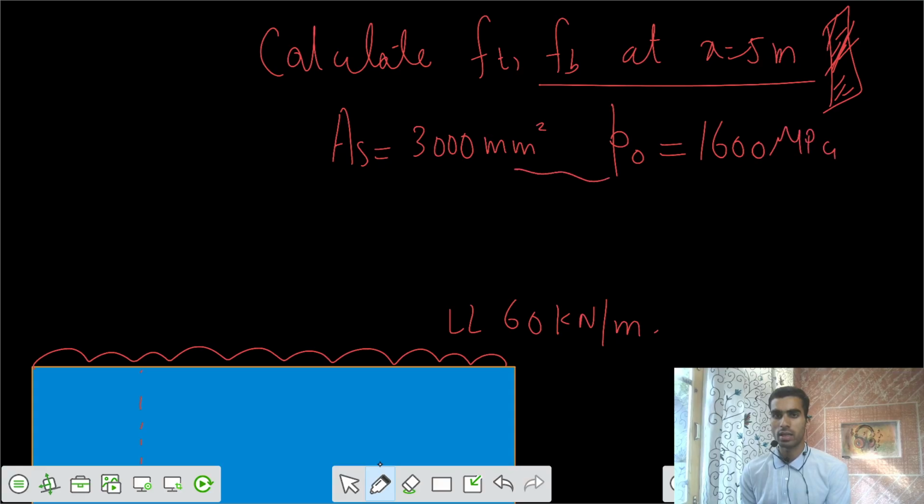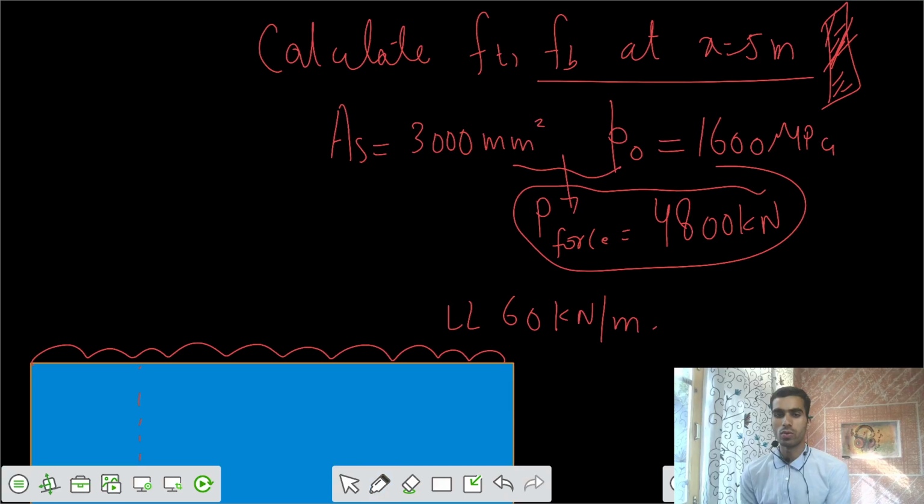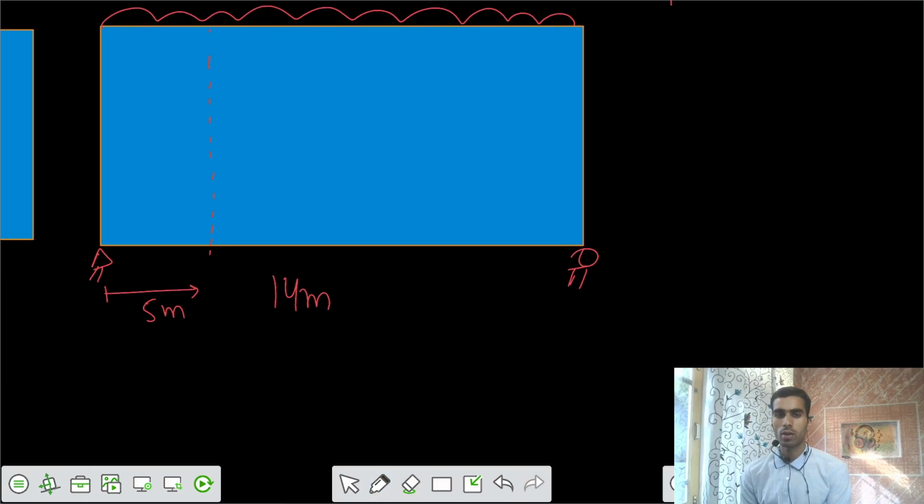So from that I can get the value of the P force. P force is equal to 3000 times 1600, so I would say 4800 kilonewton would be the P force. And one more thing is that E1, E2 we know. We know E1, E2 for the parabolic cable. Let's say there is some neutral axis somewhere, and I want to draw the cable. Let's say the cable is in this fashion.